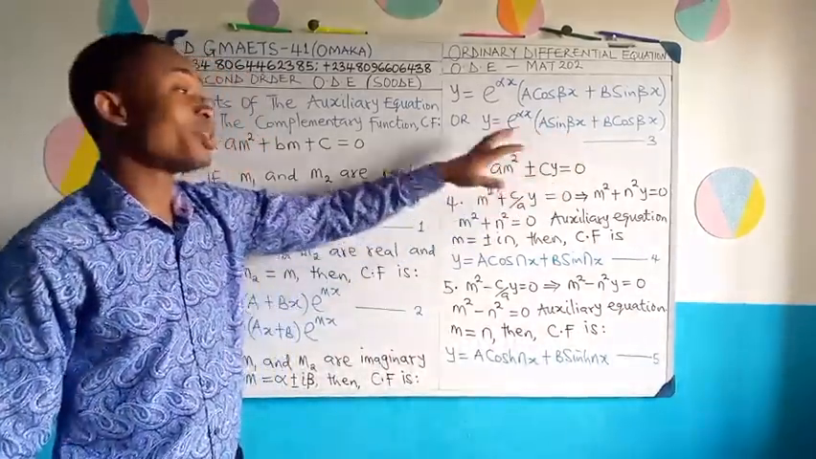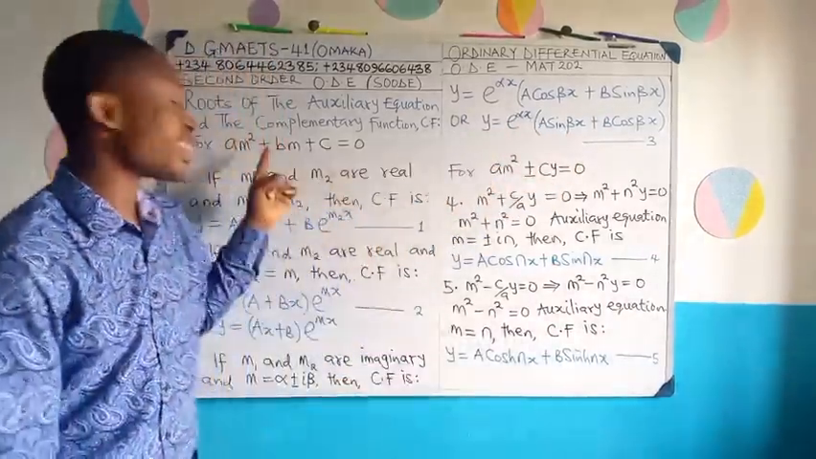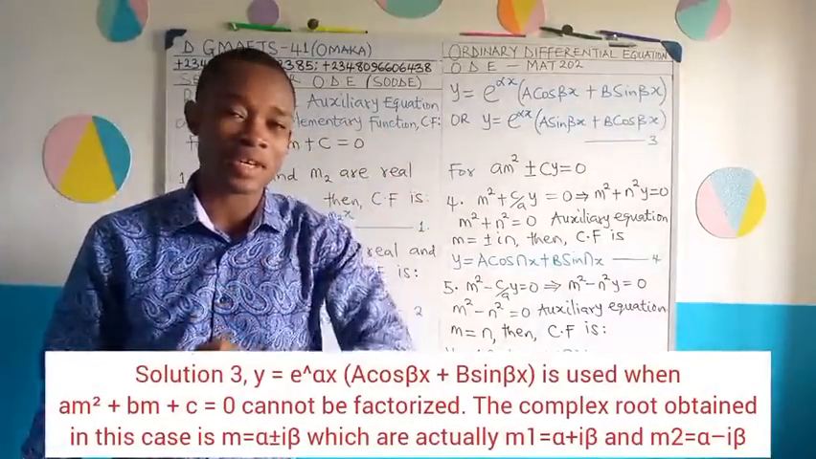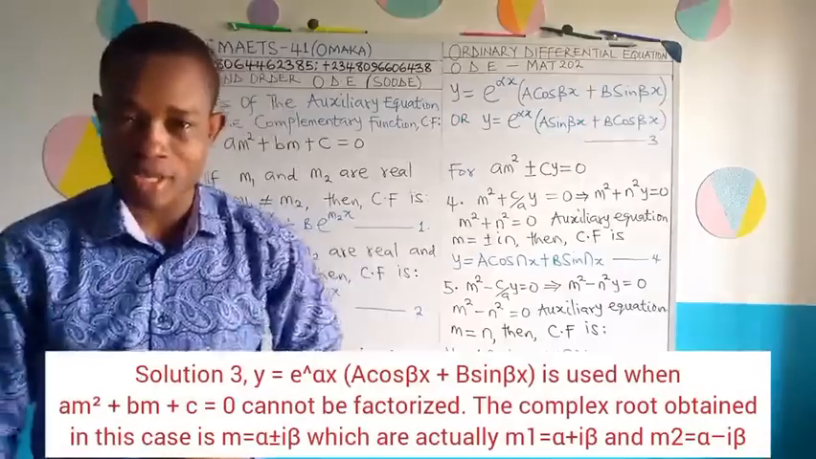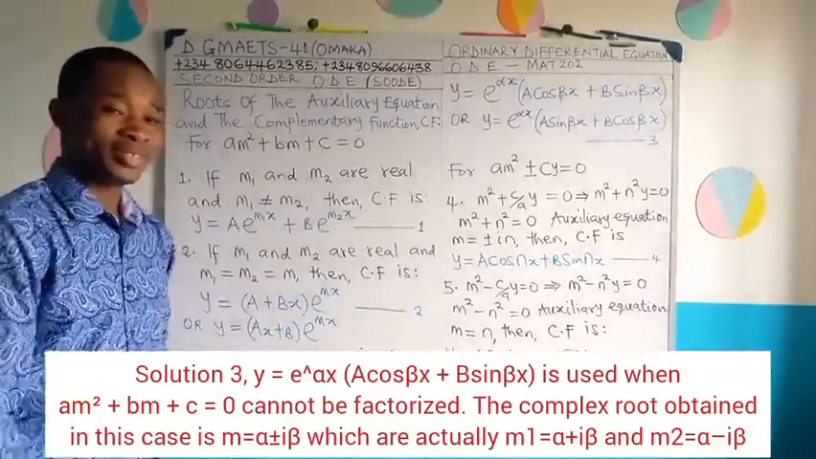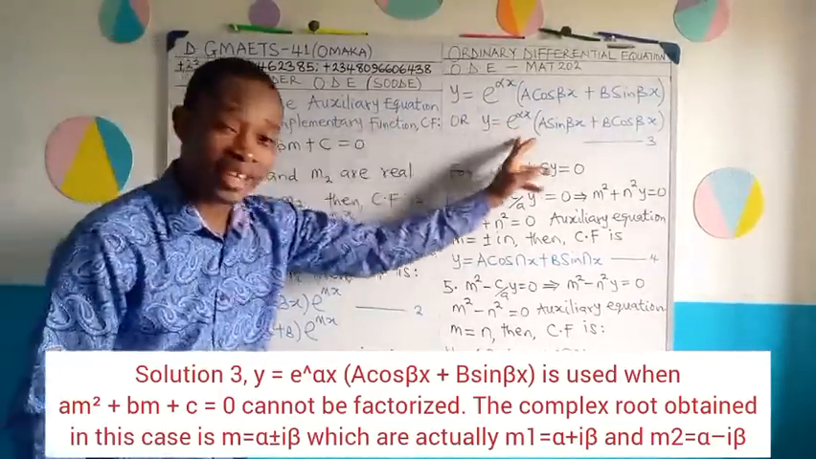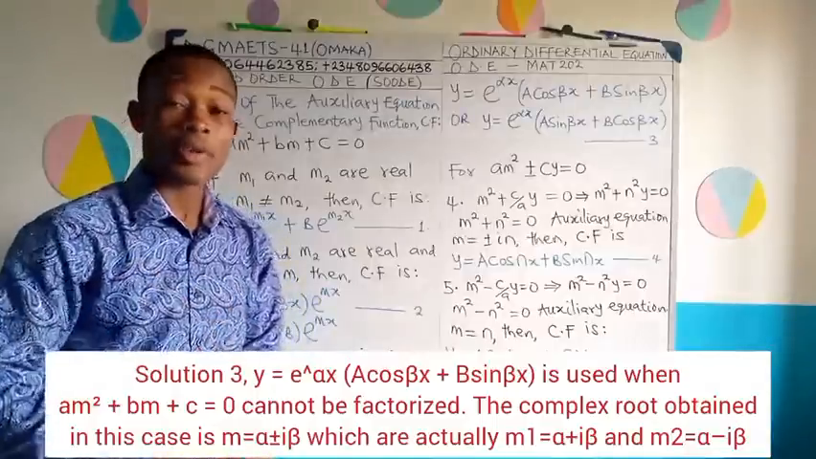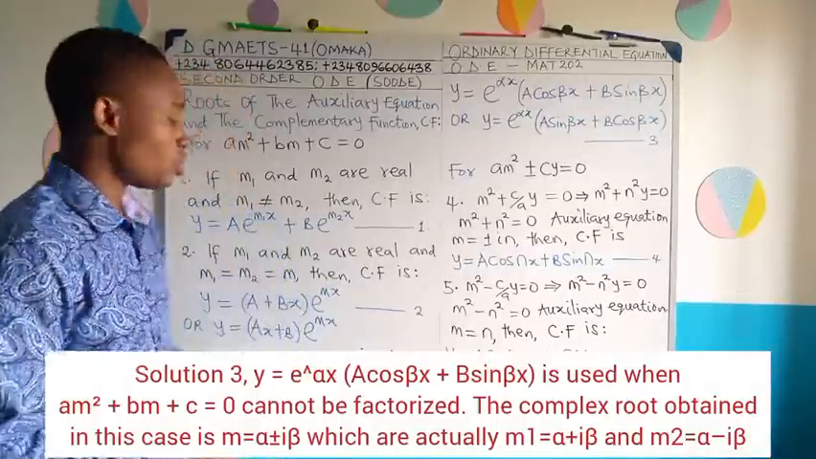Alright, this solution is actually used when the auxiliary equation cannot be factorized. In that case, you'll be thinking of using the completing the square method, or of course, you can use the quadratic formula. Is that okay? Put that down. This solution comes in when the auxiliary equation cannot be factorized. In that case, you either use completing the square method or you can use the quadratic formula.